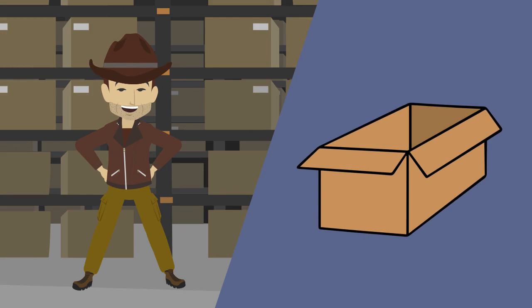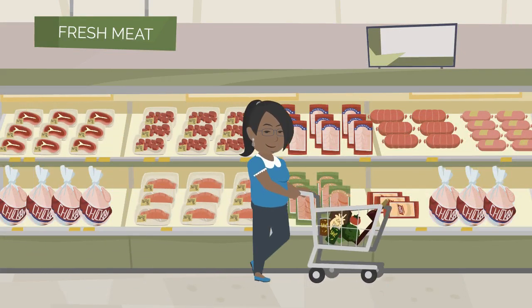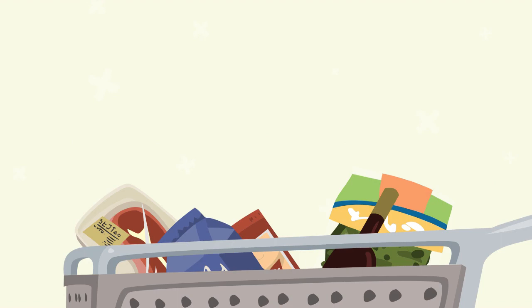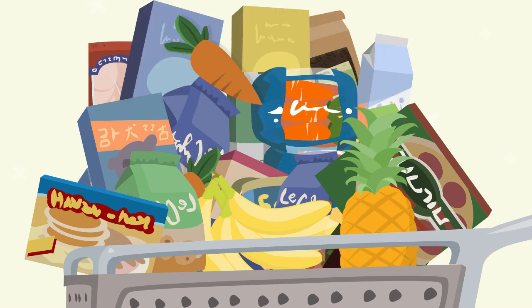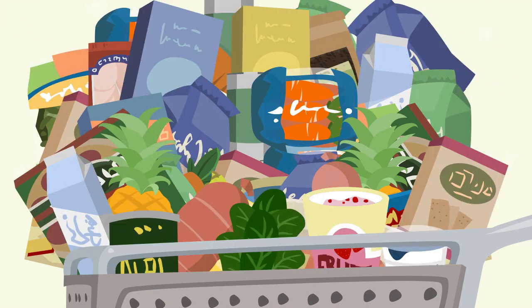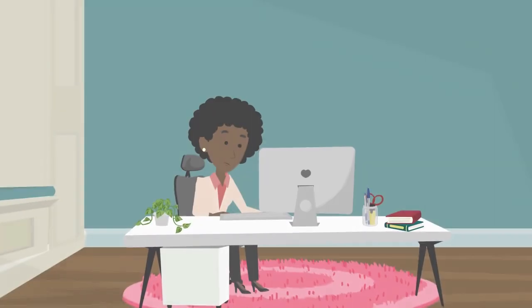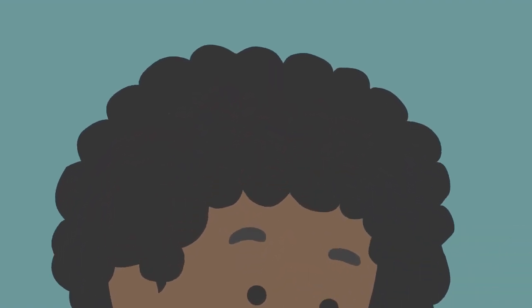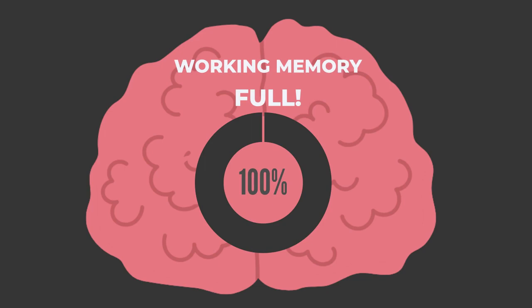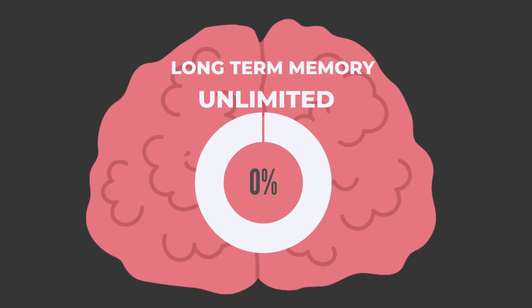In fact, as mentioned in your quiz, for the average adult, working memory can only hold about 7 items at a time. Attempting to hold too much in working memory can result in cognitive overload, which, as instructional designers, we want to avoid at all costs. Developed by John Sweller in the 1980s out of a study on problem solving, cognitive load theory incorporates 2 primary assumptions that impact our work in designing learning experiences. 1, working memory has limited capacity, and 2, our ability to use information already stored in memory is unlimited.